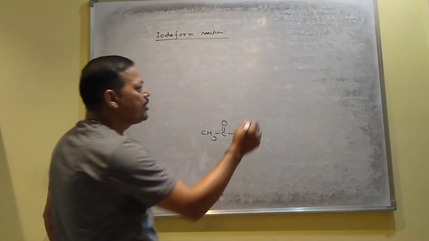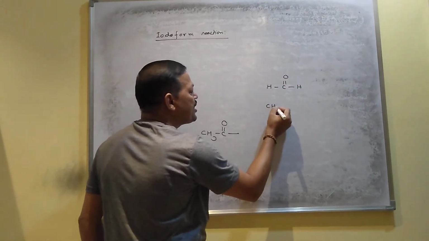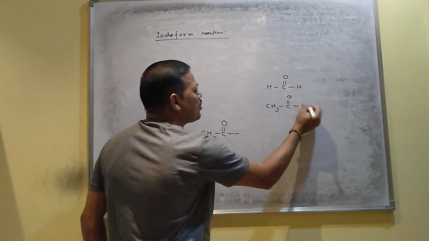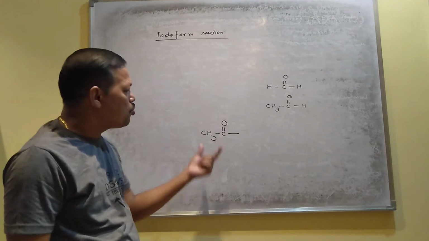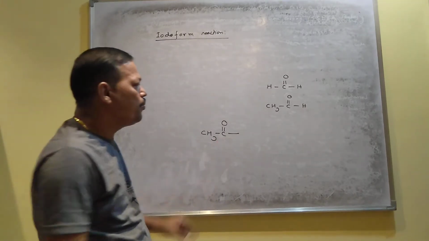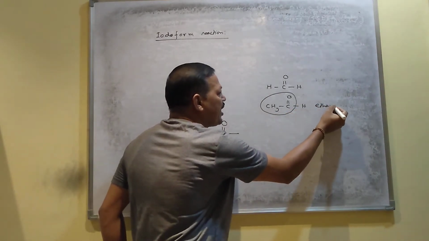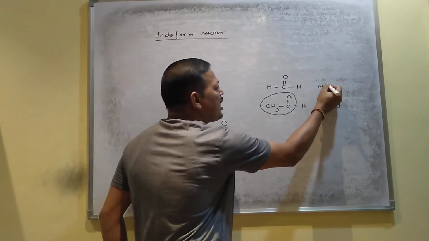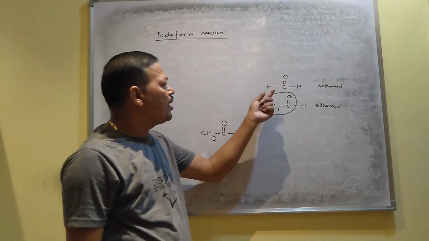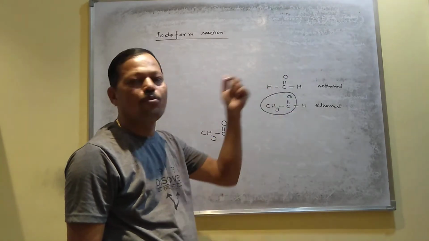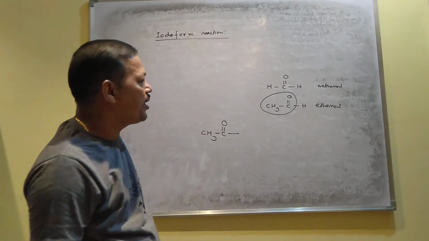For example, I'll give one example. HCHO, this is methanal, and this is your CH3CHO, ethanal. To show the iodoform reaction, what group should be present? CH3C=O. So here CH3C=O is present, and that is why ethanal can show the iodoform reaction, but methanal cannot show the iodoform reaction, because in methanal you don't have the CH3C=O group. So that is why all aldehydes cannot show the iodoform reaction.